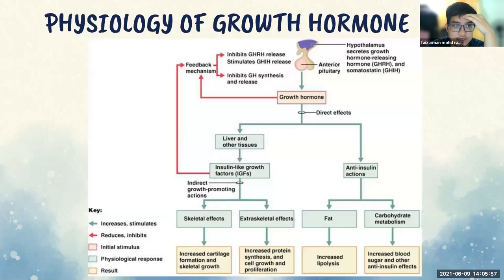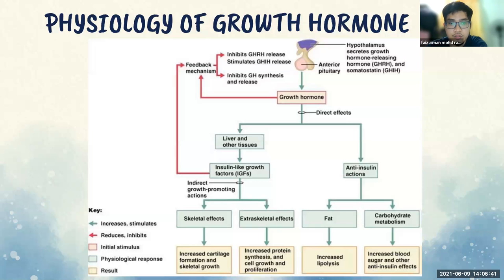Next, I will explain a little on the physiology of growth hormone. I think it is just a recap. First, the hypothalamus secretes growth hormone releasing hormone and somatostatin, which act on the anterior pituitary gland to release growth hormone. This growth hormone has a direct effect on the liver and other tissues, which secrete insulin-like growth factors. IGF has indirect growth promoting actions on skeletal and extraskeletal tissues. In skeletal, it leads to increased cartilage formation and skeletal growth, and in extraskeletal, increased protein synthesis and cell growth and proliferation.